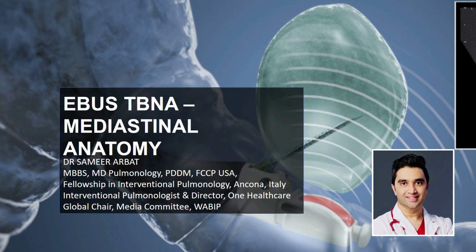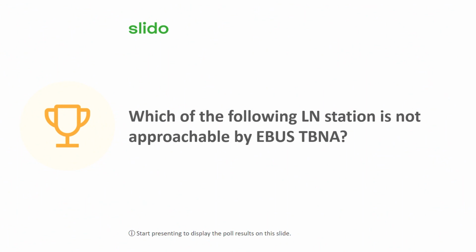Most of my job is already being done by the previous speaker, wherein the radiological aspect of all the mediastinal nodes has been covered. So I'll be revising most of it again and also explain how these nodes will be visible when you are inside the trachea with your bronchoscopic view. So we'll be first starting with the question.